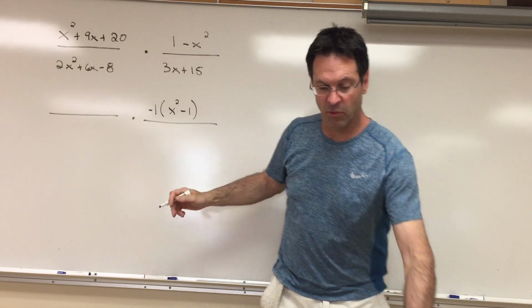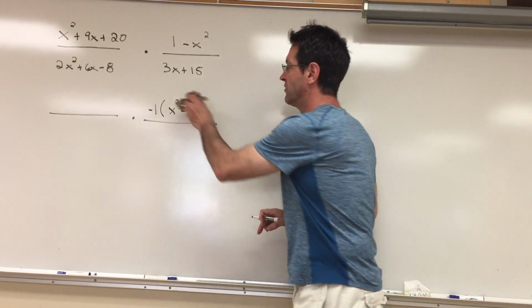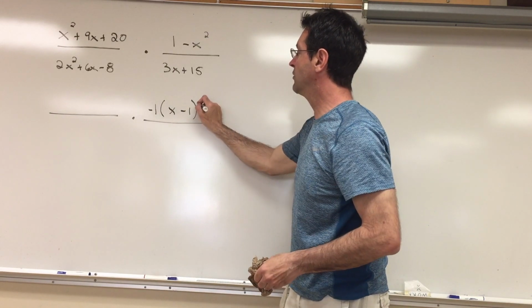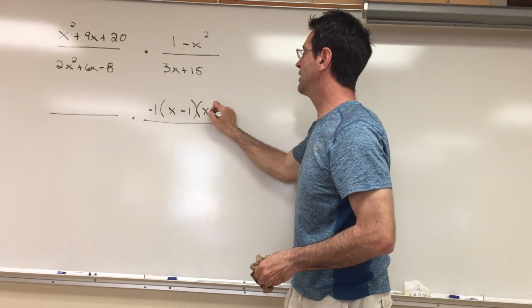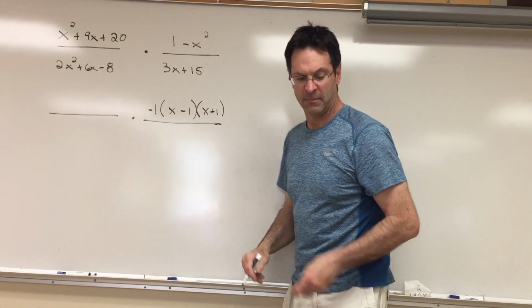Now this one looks a little more manageable, doesn't it? That's something that we've seen in the past. X squared minus 1, that's a difference of squares. It works out to x minus 1 times x plus 1. So I factored that numerator. I want to do that one first for you, just to remind you.